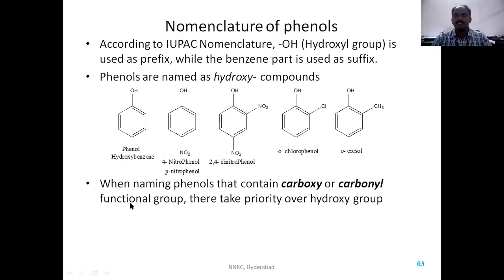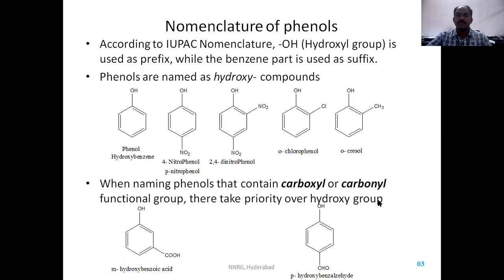When naming phenols that contain a carboxyl group or carbonyl group as the functional group, so that the hydroxy group becomes a substituent, we need to add the prefix hydroxy, because the carboxyl group or carbonyl group will be given higher priority than hydroxy. So the hydroxy group becomes the substituent. For example, if you take this molecule, we can't call it a phenol because the carboxy group is taking priority. So it is a benzoic acid and the hydroxy group is present at the third position, because 1, 2, 3, at the meta position you have the hydroxy group. So meta-hydroxybenzoic acid.